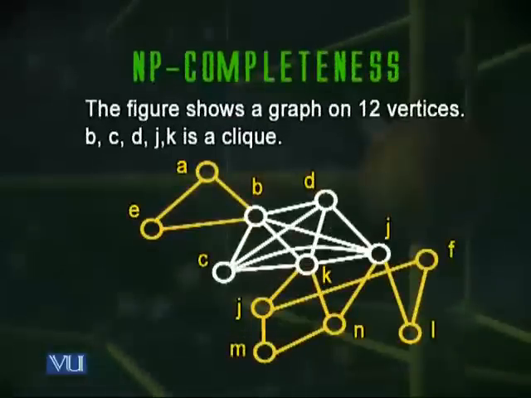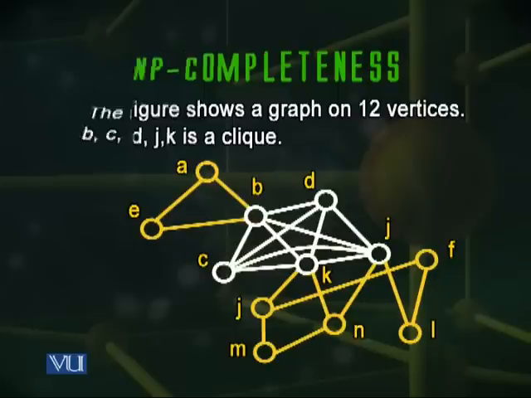Let's look at another example. Now if you look at the next figure, this also has a graph. It shows a graph on 12 vertices, and in this case the vertices B, C, D, J and K form a clique in this graph. So this is another example of a graph, and this has a clique on 5 vertices. So inside a graph you can have cliques of various sizes, and we call a subset a clique if all the possible edges within that subset are present in the graph.